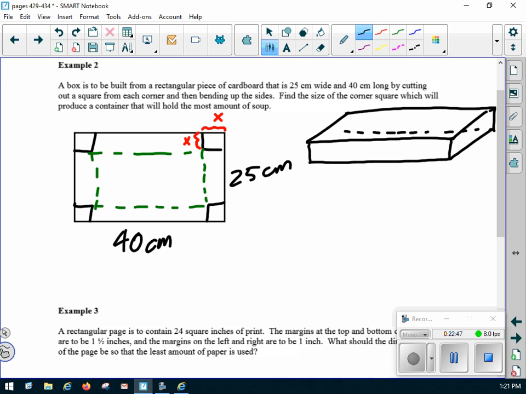Let's see here. Okay. Do we gotta draw that? I certainly would draw that. Now, so you got your box, right? What's this height right here? X. What's this length right here? 40 minus 2x. And right there is 25 minus 2x. Yes, we have cut out those corners and then folded it up.